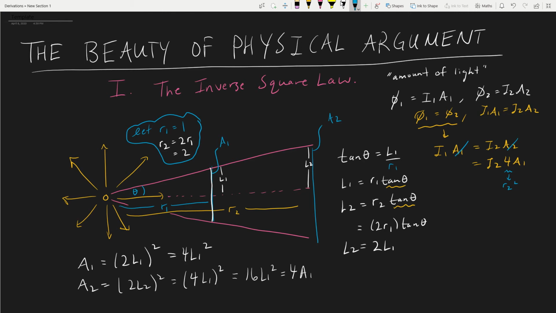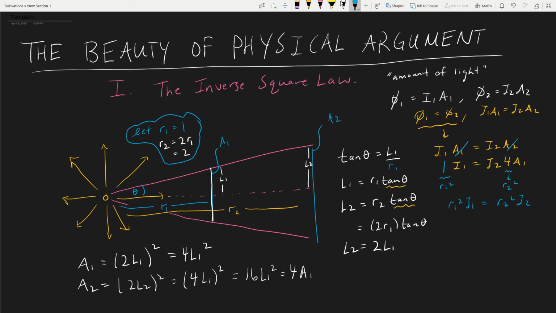And moreover, there's another sort of imaginary number here. I don't mean complex. I mean it's kind of hidden. There's a 1 here, and really this is R1 squared. So you can devise this however you want. You will always come up with R1 squared I1 equals R2 squared I2.